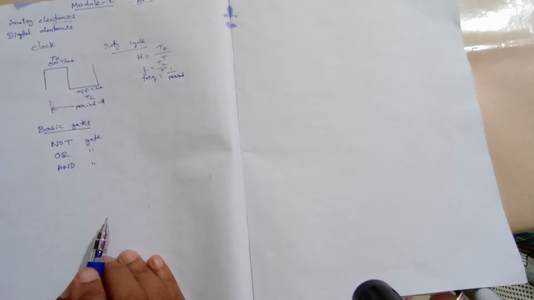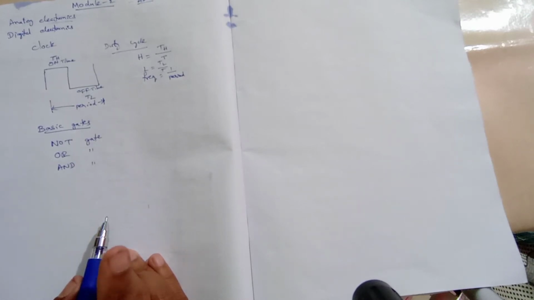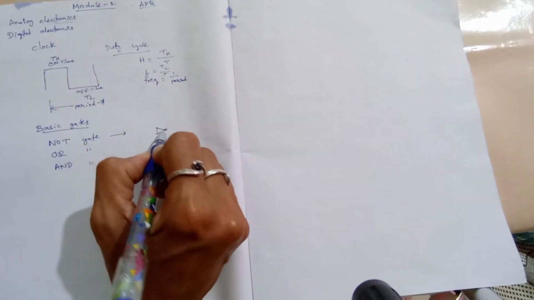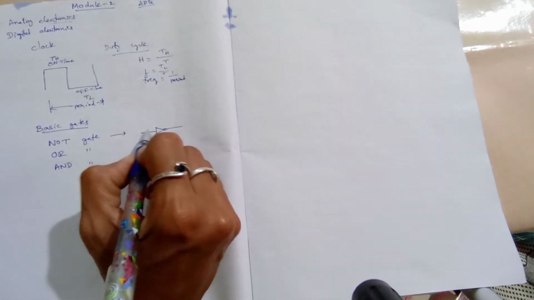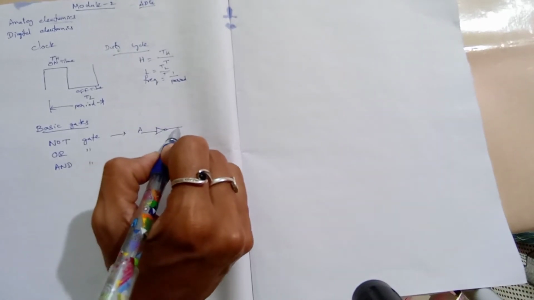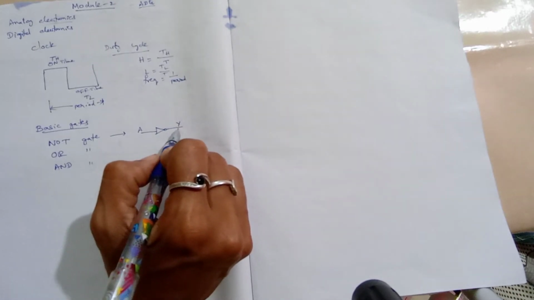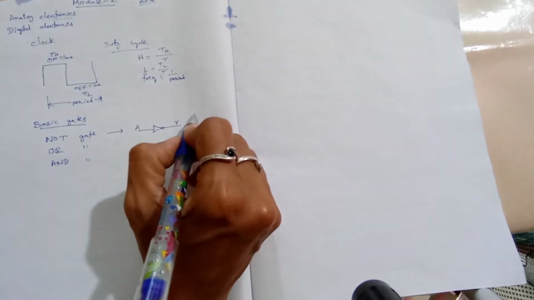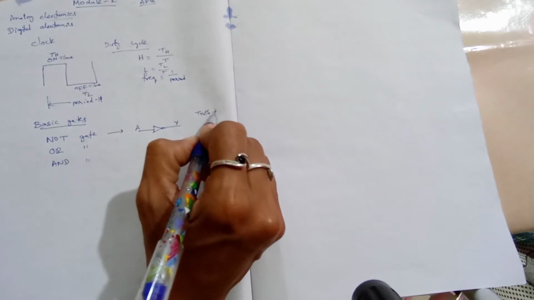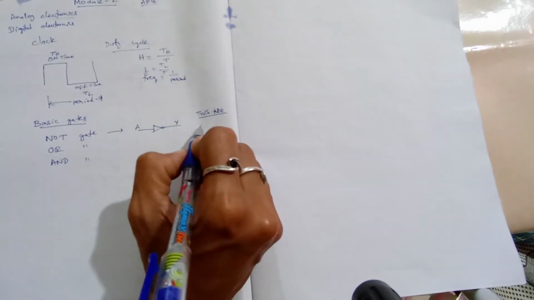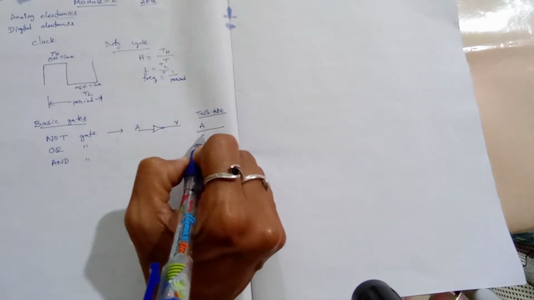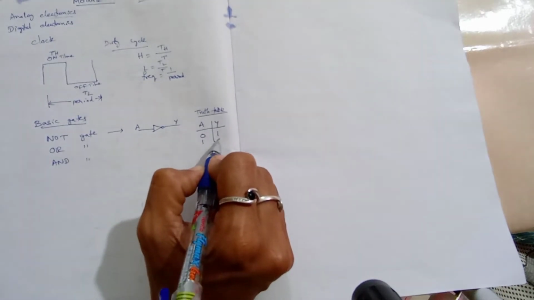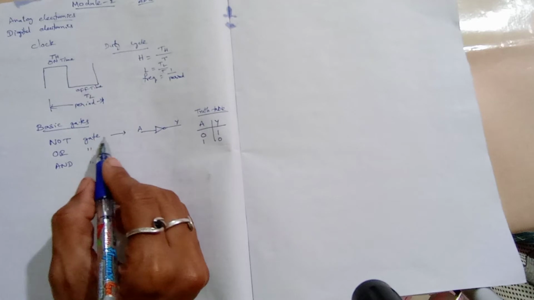A gate with only one input and the output is complementary output. This is the logic diagram for NOT gate. Only one input. Input is A and output is inverted output. This is the NOT gate. And the truth table: if A is 0, Y output becomes 1. If A is 1, output becomes 0. That is the inverted output.